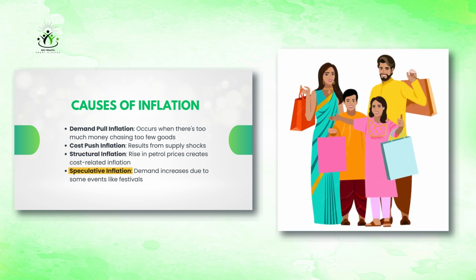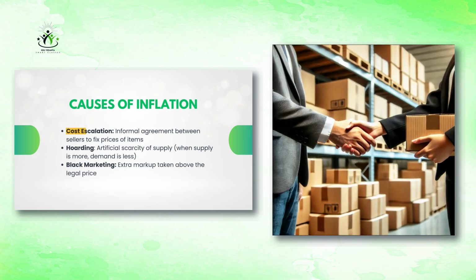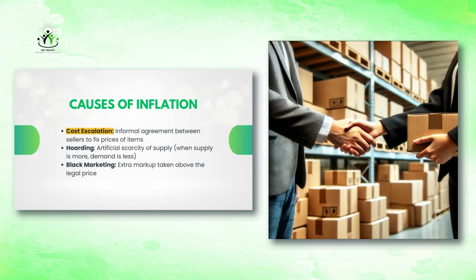4. Speculative inflation. During events like festivals, people expect prices to rise, so they buy more in advance. This increased demand temporarily raised the prices. 5. Cost escalation. Sellers sometimes agree to fix prices higher than usual, creating an artificial rise in costs. This informal agreement is called cost escalation or cartelization.